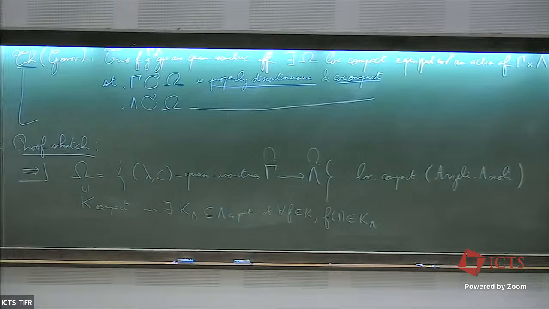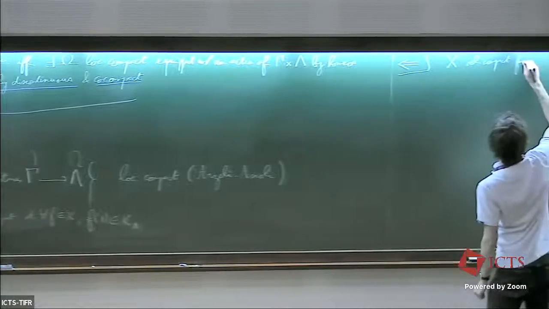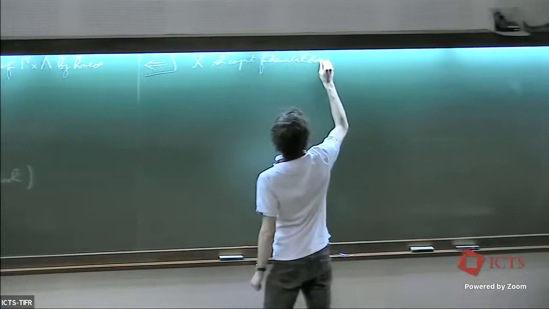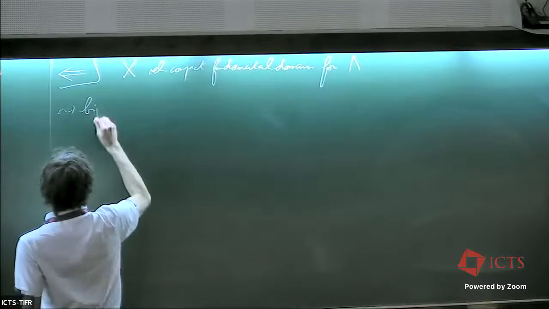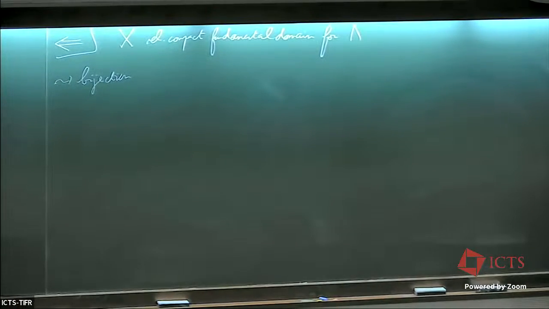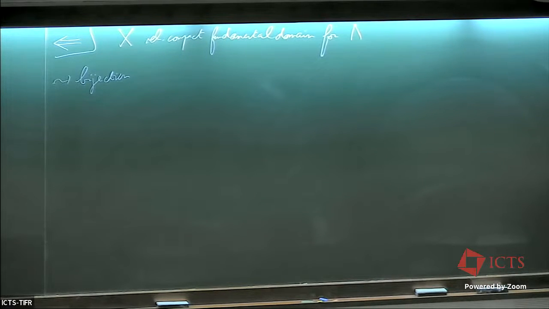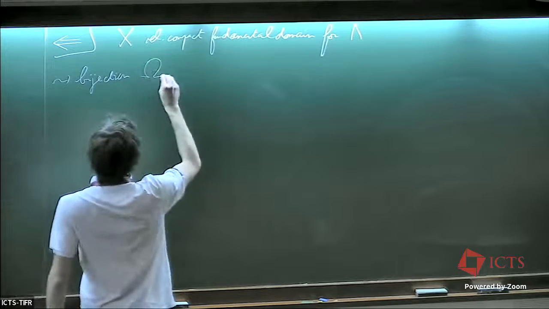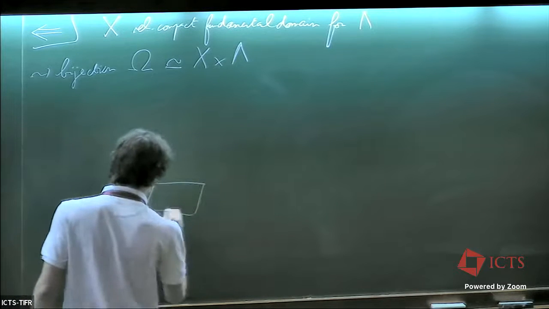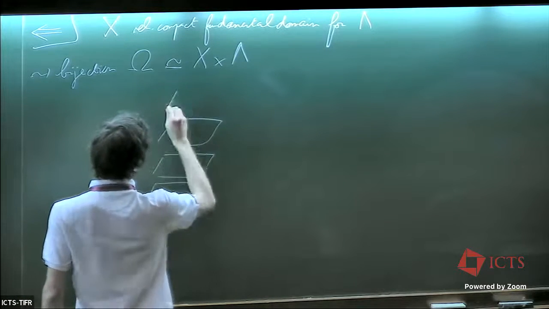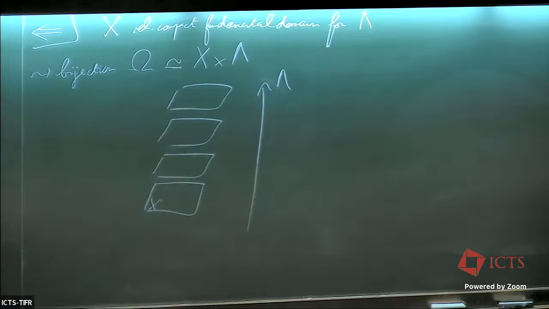So let X be a relatively compact fundamental domain for one of those actions, say, for example, for the action of lambda. Then, since it's a fundamental domain, every element in omega can be written as taking an element in X and applying an element of lambda, right? So there is a bijection between omega and X cross lambda. I will draw it this way: I have my fundamental domain X, and I have lambda copies of X, and this is omega.